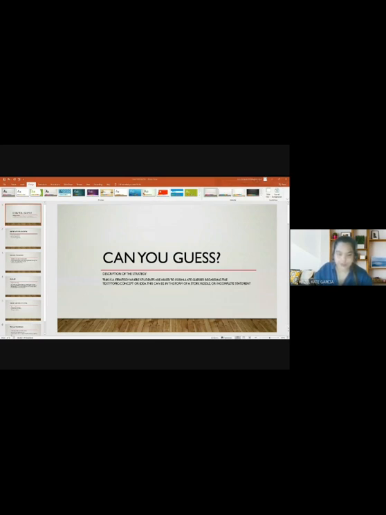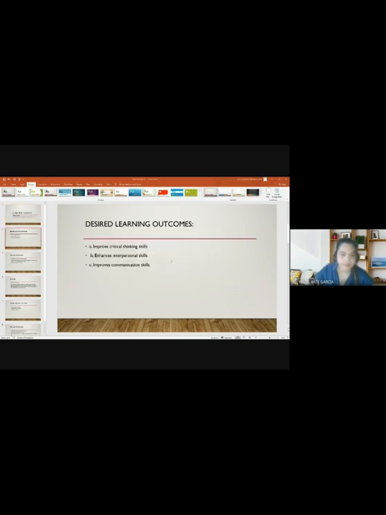All right. So the first strategy that we have is Can You Guess. This strategy is where the students are asked to formulate guesses regarding the text, topic, concept, or idea. This can be in the form of a story, riddle, or incomplete statement. The outcomes of this strategy are to improve the critical thinking skills of the students, enhance interpersonal skills, and improve communication skills.